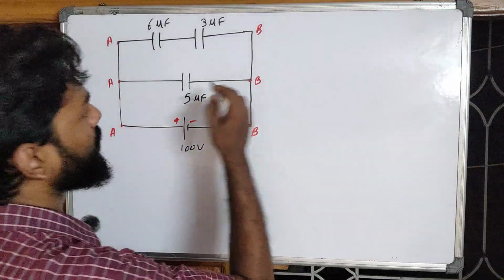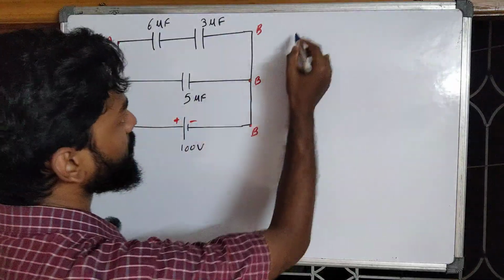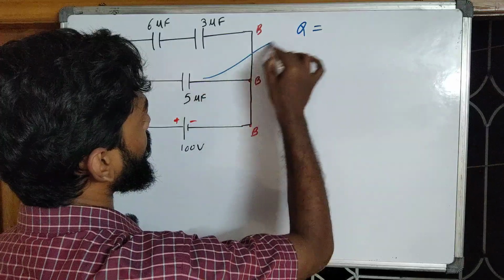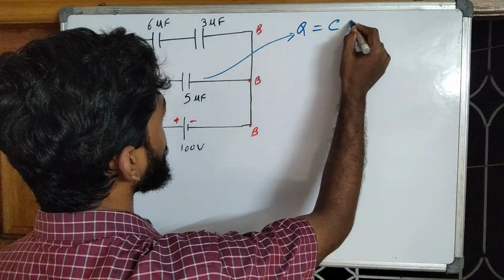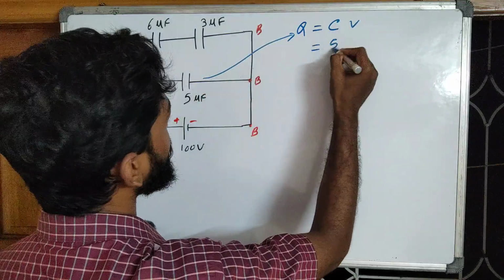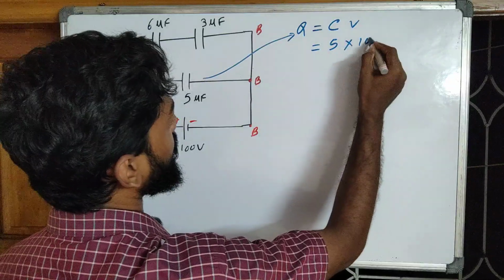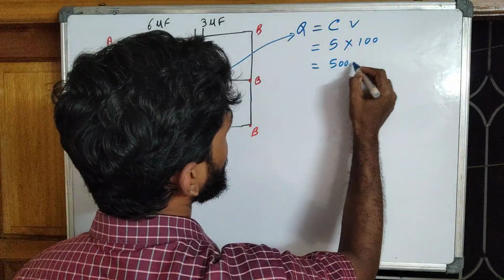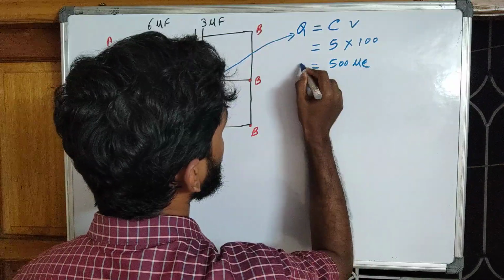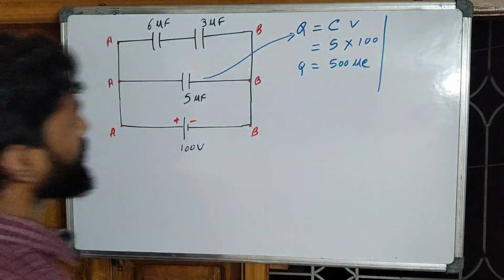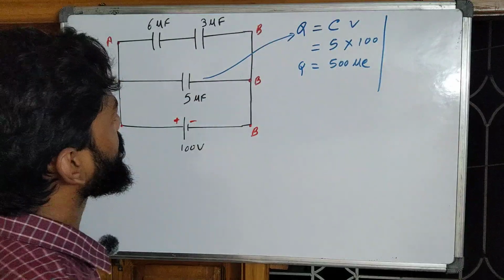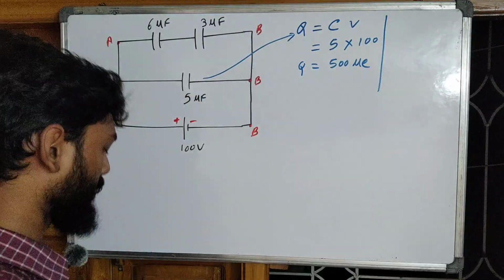Let's find out the charge across this capacitor. Q equals CV. C is 5, voltage is 100. So 500 microcoulomb.